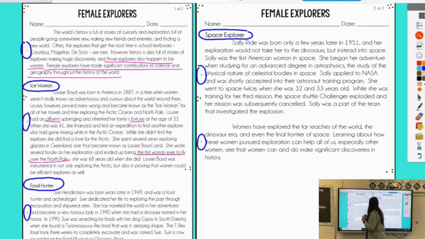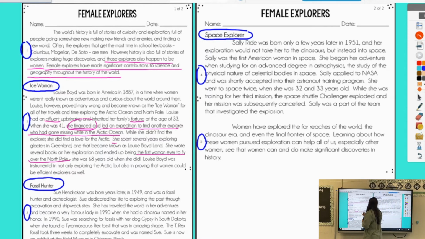Very good. And what else? What else happened? She set out to find an explorer that had gone missing. She led an expedition and paid. If she financed it, she paid for it. And led an expedition to find another explorer who had gone missing while in the Arctic Ocean.